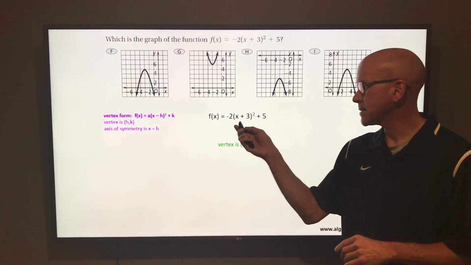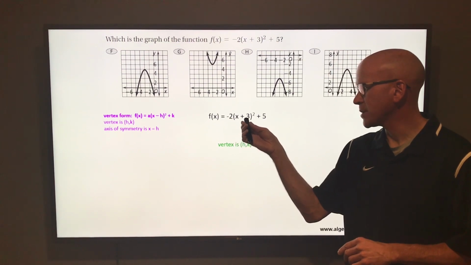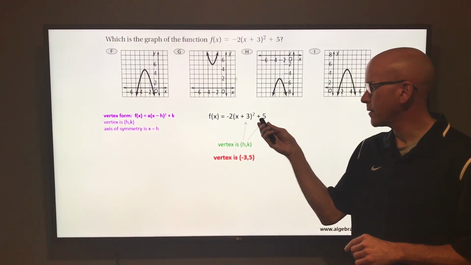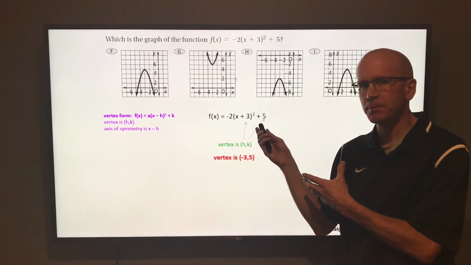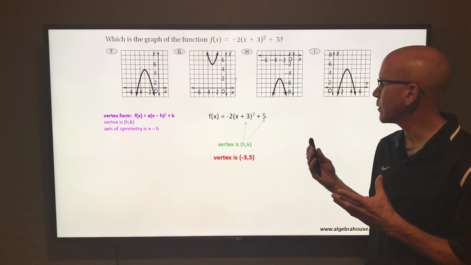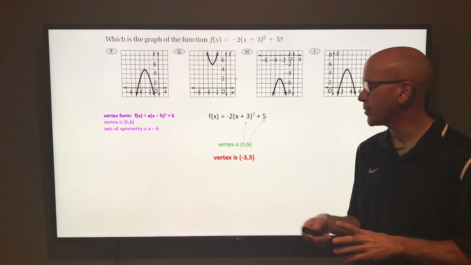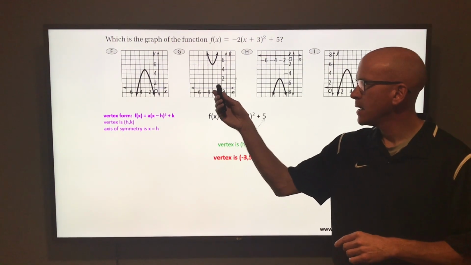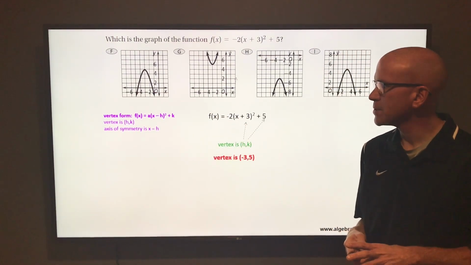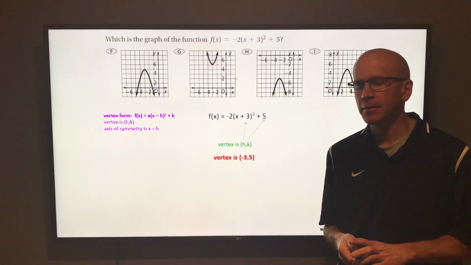So the vertex is at (h, k). This is x plus 3. That means the x-coordinate of the vertex is negative 3. The y-coordinate of the vertex is just going to be what's showing there. It's positive 5. So the vertex is located at (negative 3, 5). So looking at the graphs, you can look at which ones have a vertex of (negative 3, 5). Letter G, letter F. Each of those have a vertex located at (negative 3, 5).